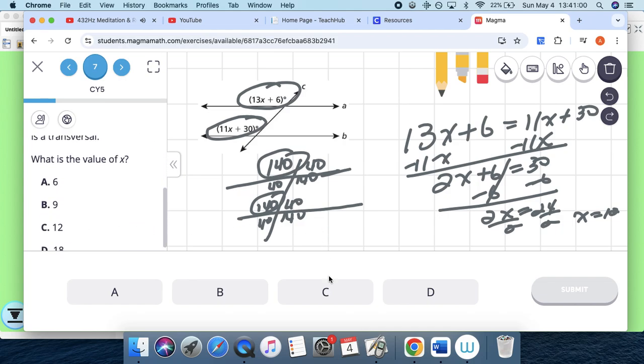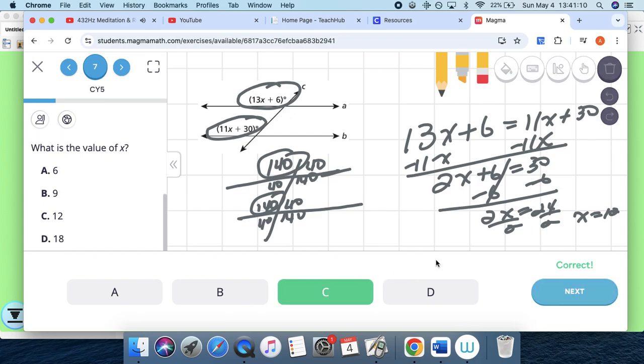Yeah, x equals 12. So now if they asked us for the angle, you would come back here, replace the x with 12, multiply by 13, and add 6. But they're not asking for that. They're asking for x. So correct answer, C.